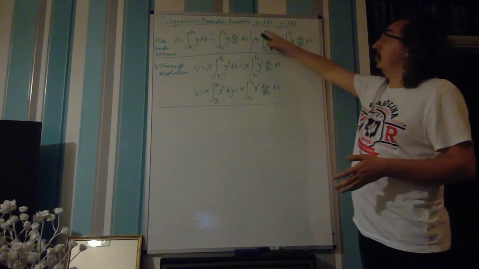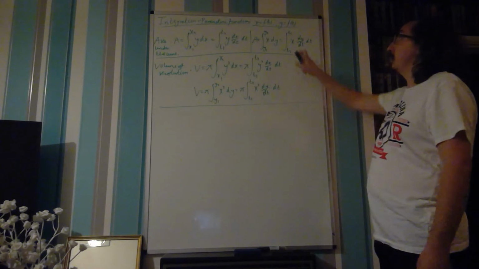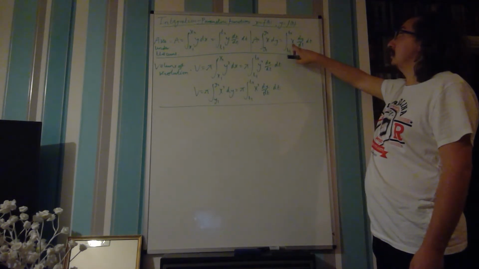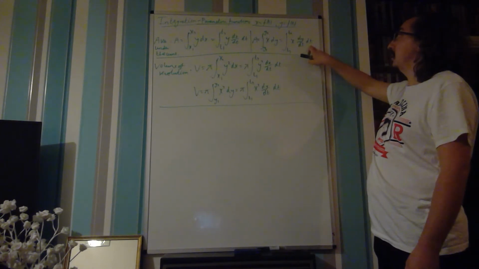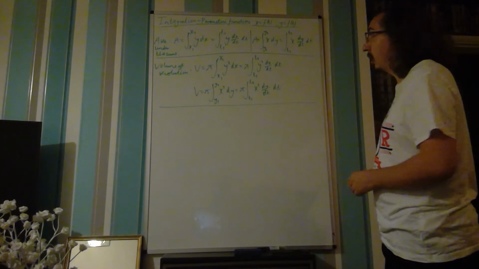Alternatively, if we were given our limits in terms of y and we've got x dy, we can reverse the process. Again, our limits are in terms of t, where we can have x times dy by dt. Again, the dt's cancel, which simplifies the problem.